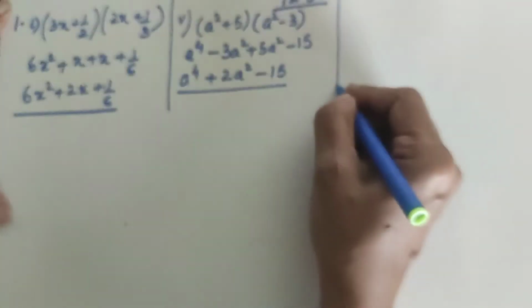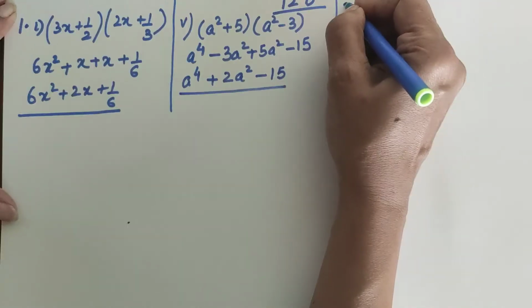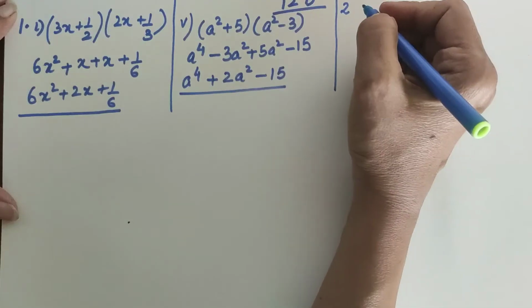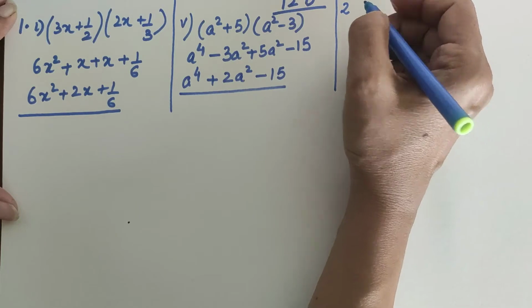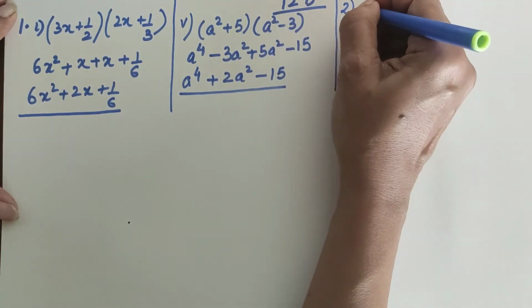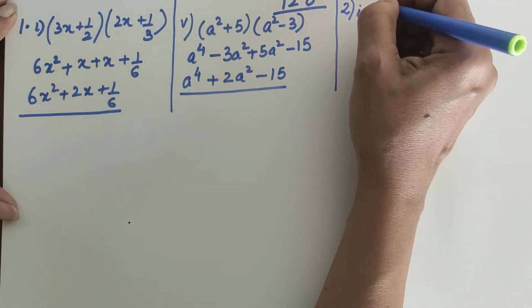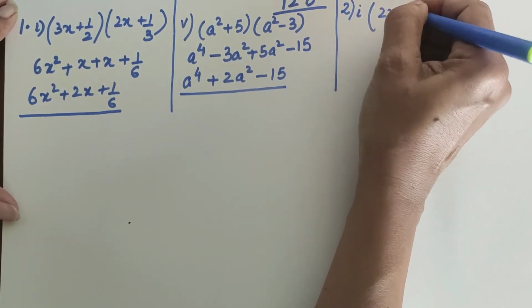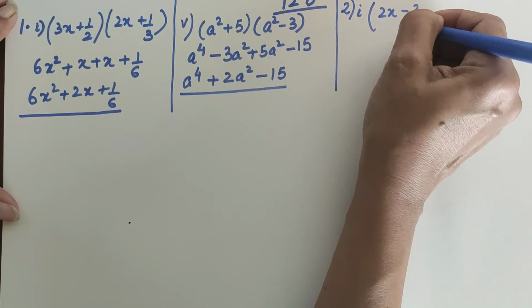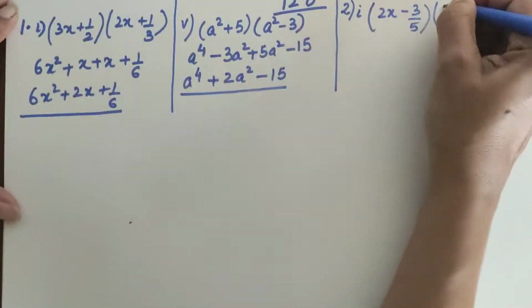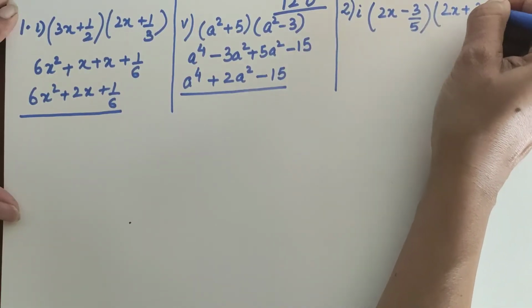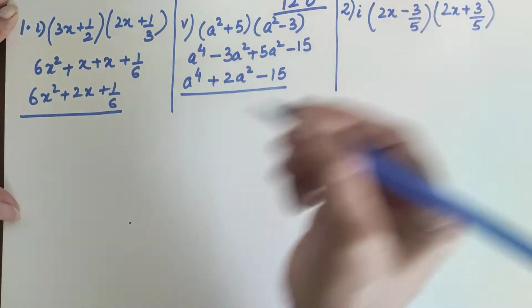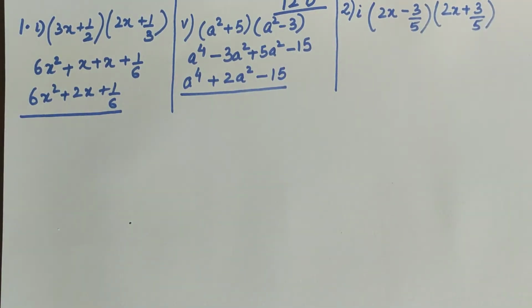Then I move to question number 2. I will not do many sums because this is simple, again your revision. Question number 2, part 1. Evaluate 2x minus 3 upon 5 and 2x plus 3 upon 5.